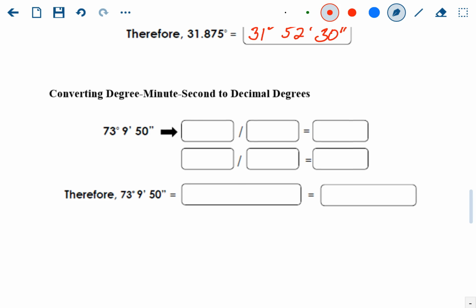So this is 73 degrees, 9 minutes, 50 seconds. First, start with the minutes. Take the 9 minutes and do 9 divided by 60. You get 0.15.